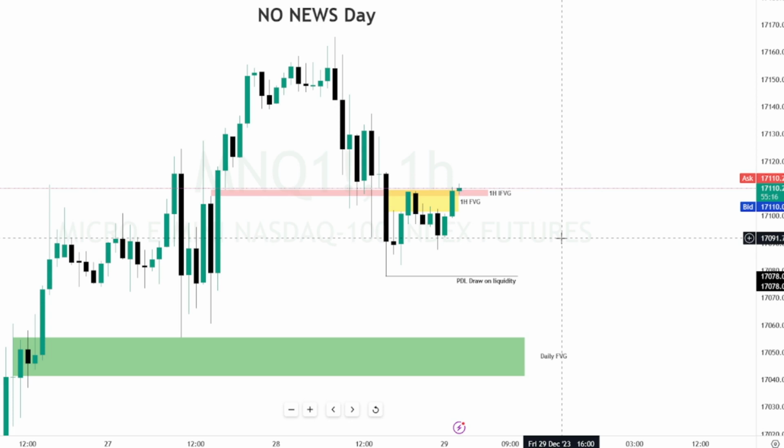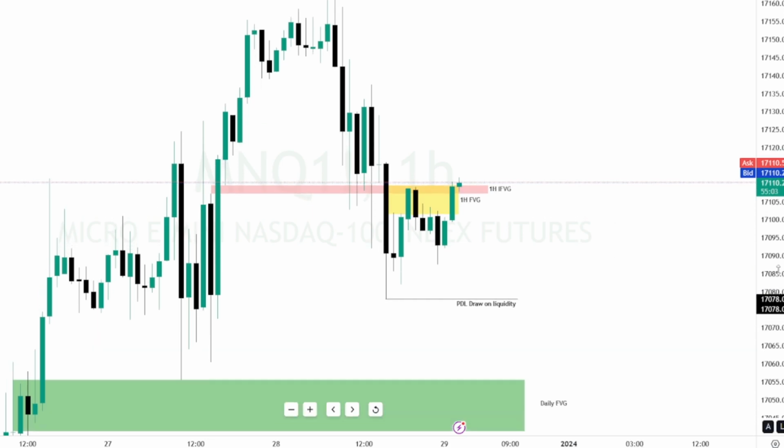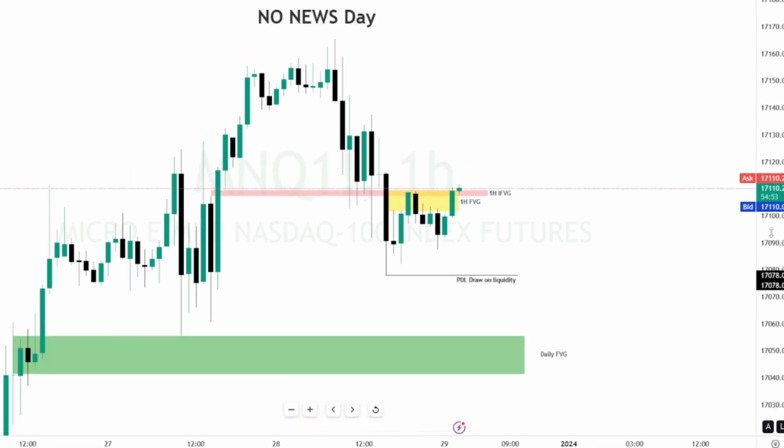What should you look for on the hourly time frame? You look for immediate internal and immediate external liquidities or inefficiencies. What do I mean by that? If you look at this, this is an external liquidity. This is an external liquidity. This high, this low, because the price is external.